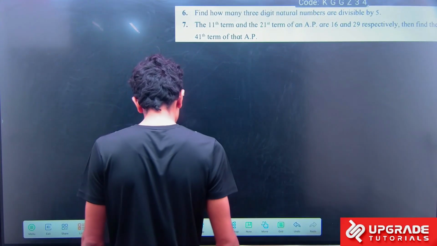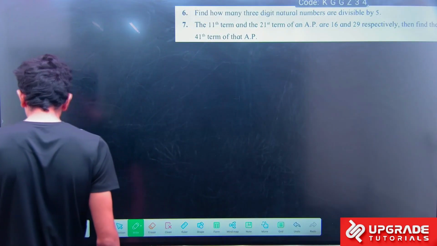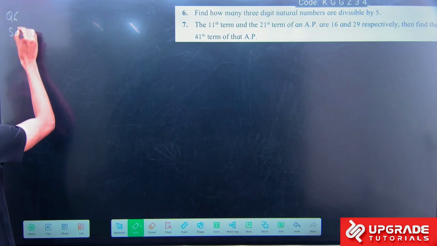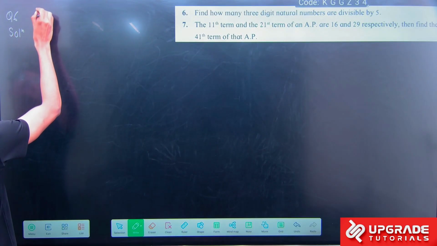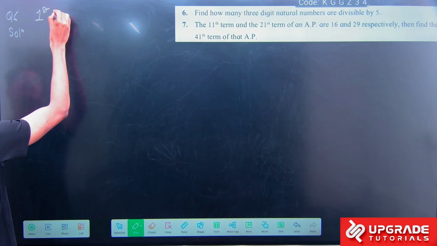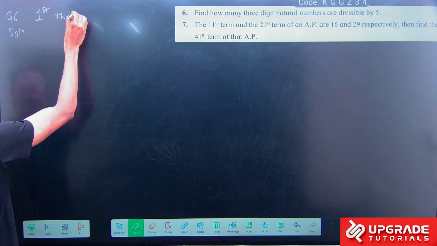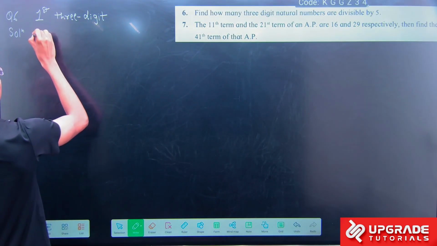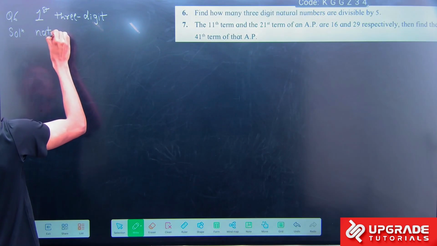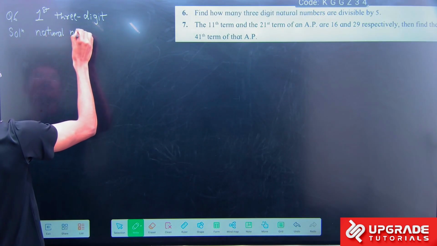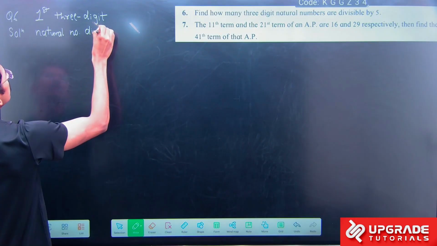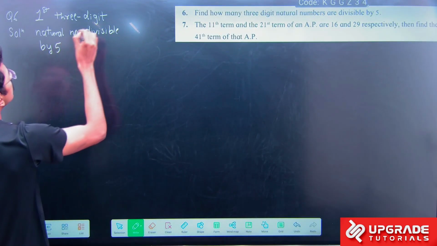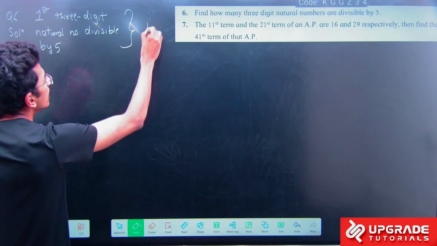How many 3-digit numbers? Okay, right. Question number 6 solution. The first 3-digit natural number divisible by 5 is equal to 100.